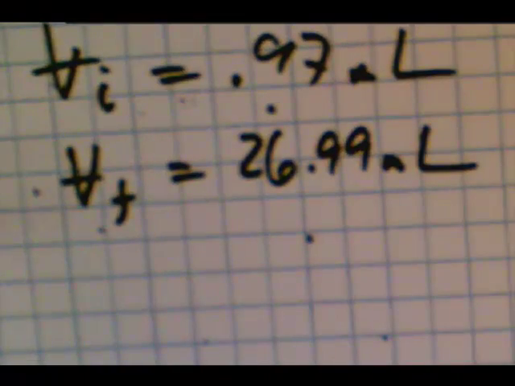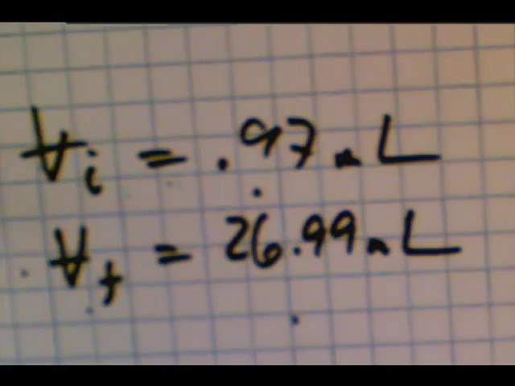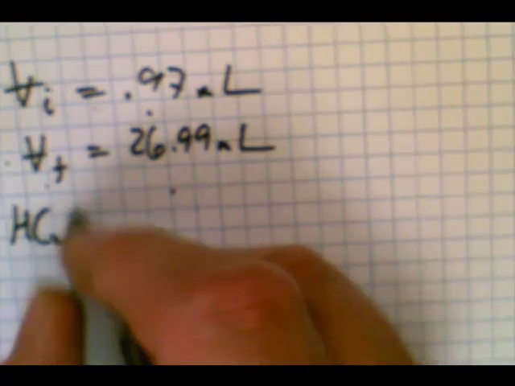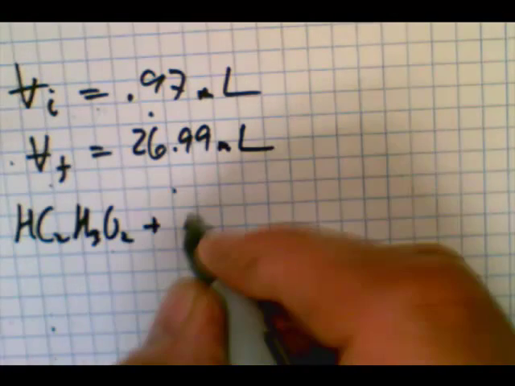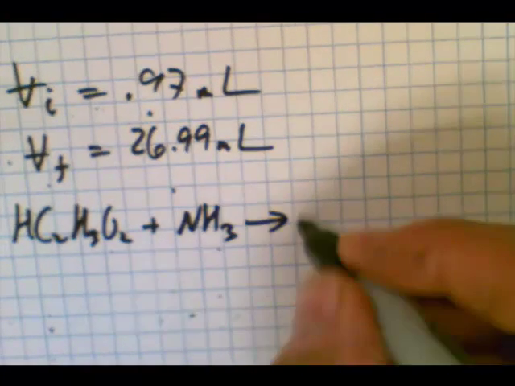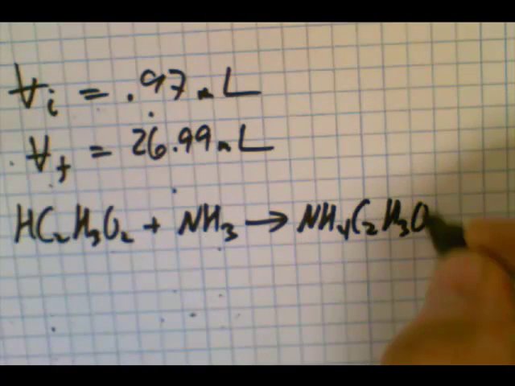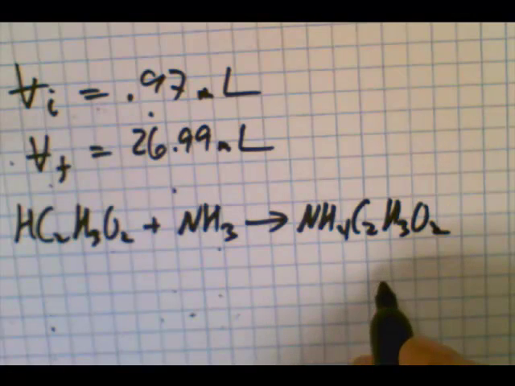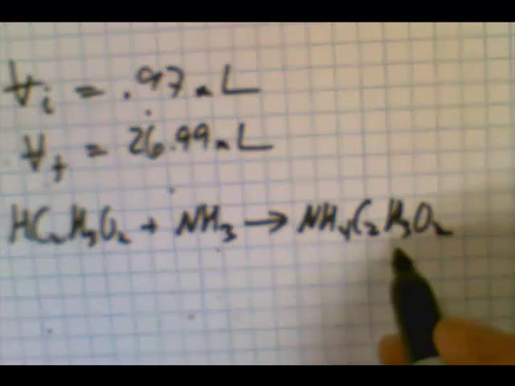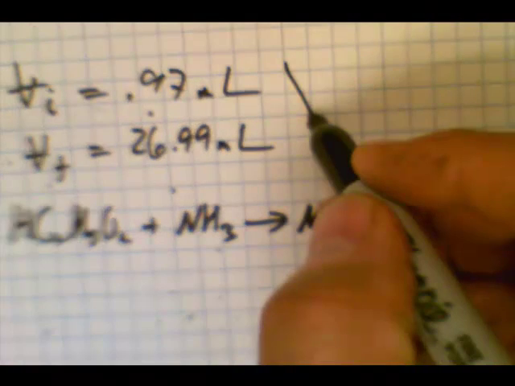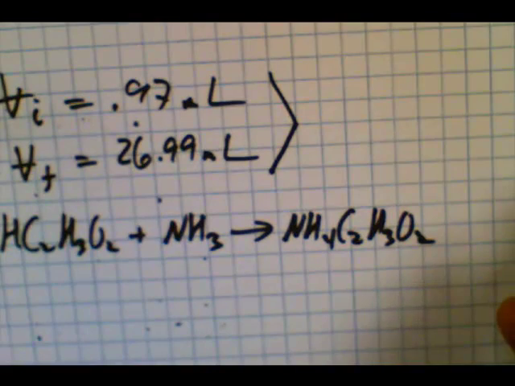Okay, here are my starting and ending volumes. I started out with a 0.97 milliliter reading, and I ended up with a 26.99 milliliter reading. Remember, the reaction that was happening was the acetic acid was reacting with ammonia that was in the flask. Acetic acid was a titrant, and it was making ammonium acetate. I need to use stoichiometry to figure out how much NH3 was there based on how much acetic acid went into the NH3 to use it up.